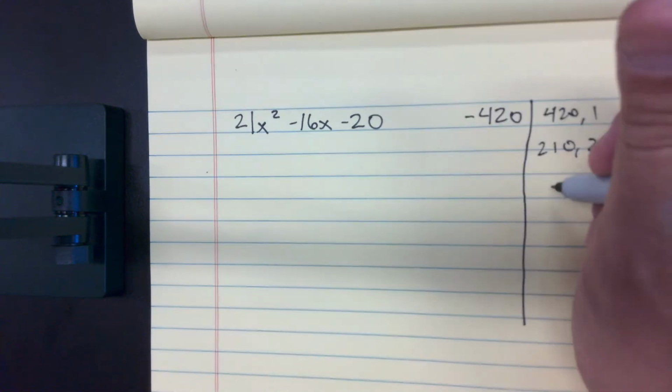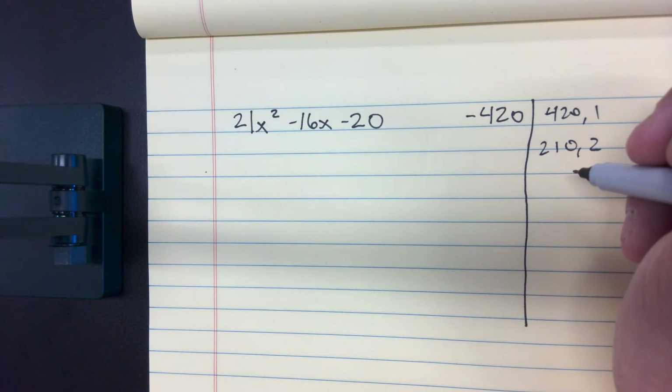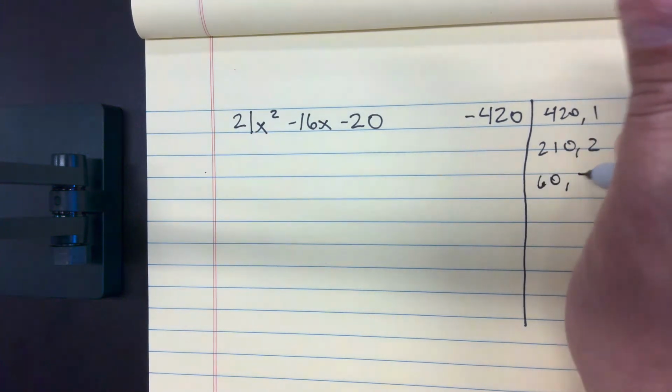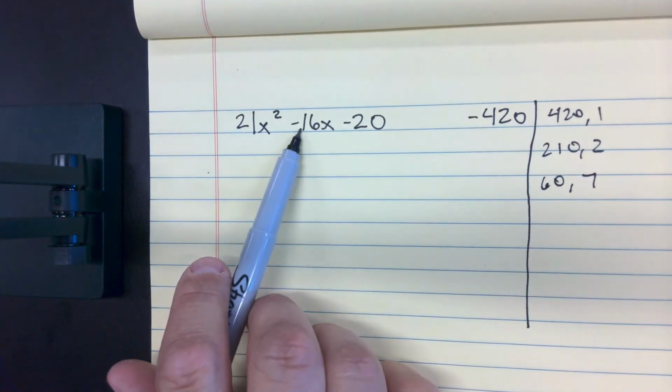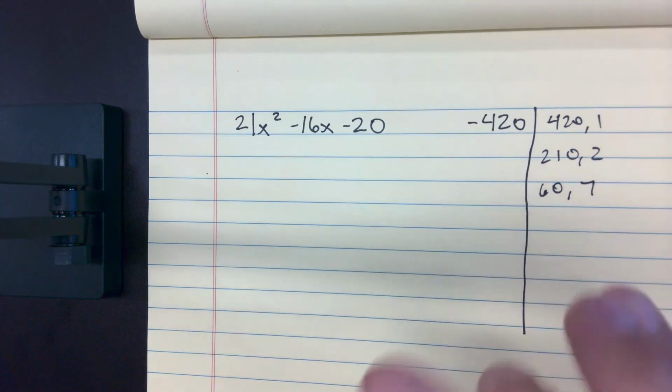Hold on. My bad. Sorry. 60 and 70 is not even close to that. 60 and 7. Does that get us to 16? No. Nope. It's other numbers.